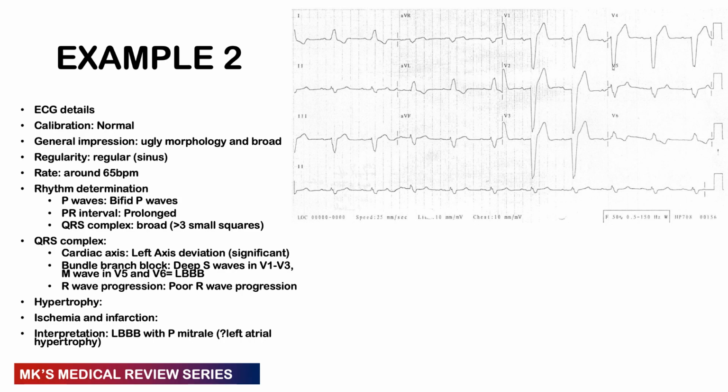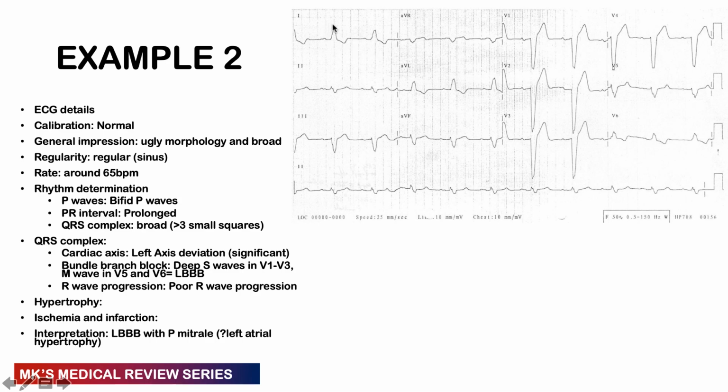In addition to that, we also see some inversion of the T waves in lead 1 and lead AVL. So most likely this person has a left bundle branch block. We can also see the RS wave progression being poor.